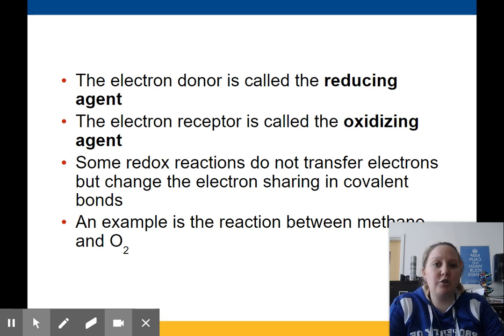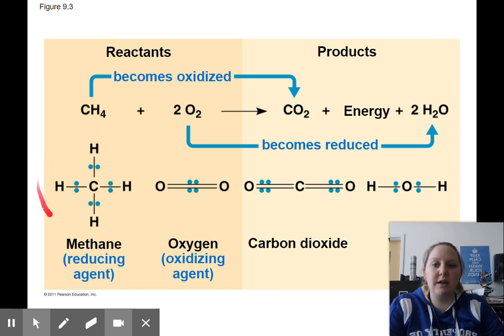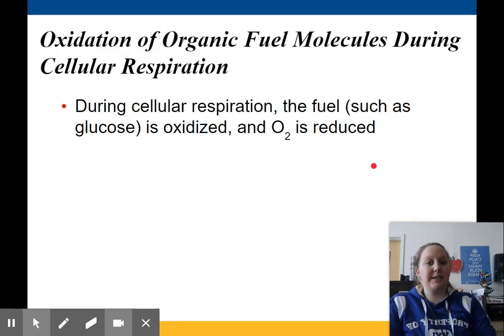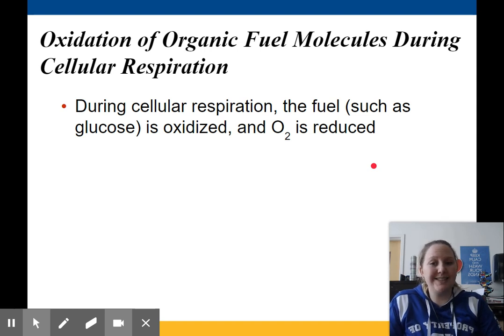Some redox reactions do not fully transfer the electrons from one ion to the other, but change the sharing of the electron in the covalent bond. This is most commonly seen between methane and oxygen, which we see here. If we're looking at the actual electron structure, when that happens, our sharing of electrons has shifted, still doing a redox reaction. During cellular respiration, the fuel, like glucose, is actually what is being oxidized, and oxygen is being reduced into water.